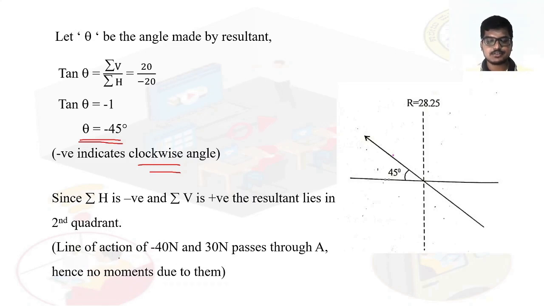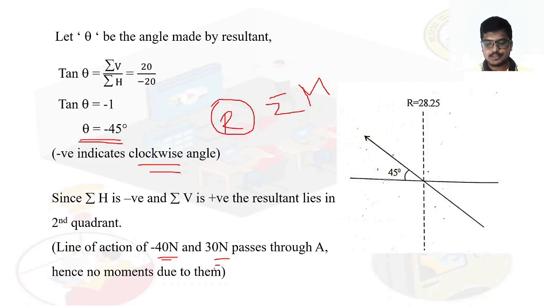So now, for the line of action, we have to find the distance of R from the point A, right? For that we need the moment concept, the summation of moment. But here, see, the lines of action of 40 Newton and 30 Newton pass through A. Whatever forces pass through A will not create moment because the distance is 0. Hence there are no moments due to 40 Newton and 30 Newton.